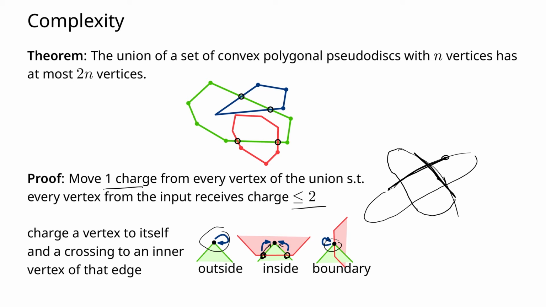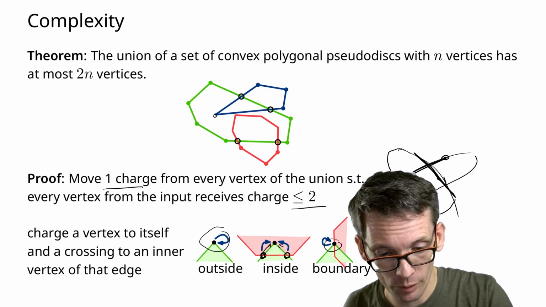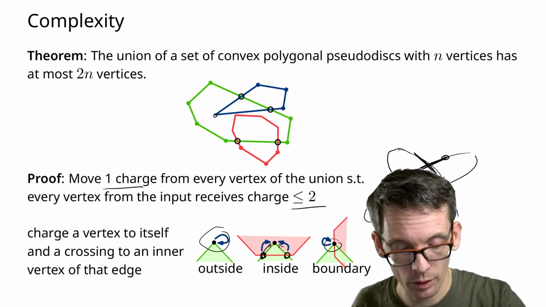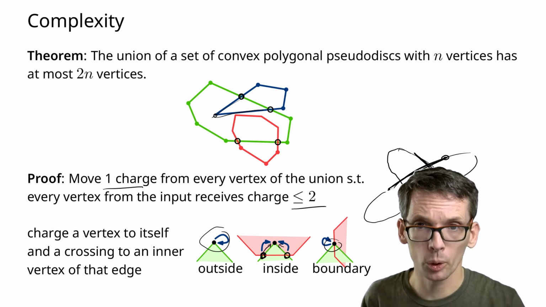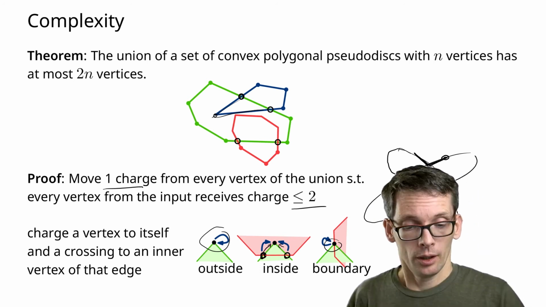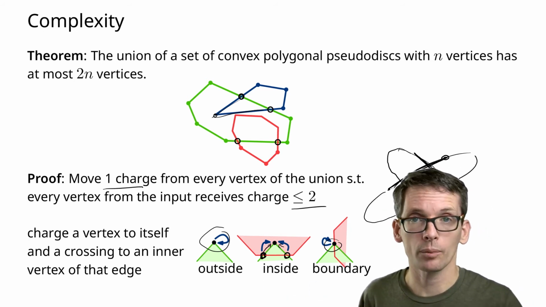But what does that mean? It means these 2 are not pseudodiscs. So for pseudodiscs that cannot happen, so I can always find one inside. Here in this example, for this boundary crossing, green does not have one inside, but blue does. And because we have pseudodiscs, we can always find such a vertex inside, which we can then always charge. Every vertex gets at most a charge of 2. We have at most 2n vertices.